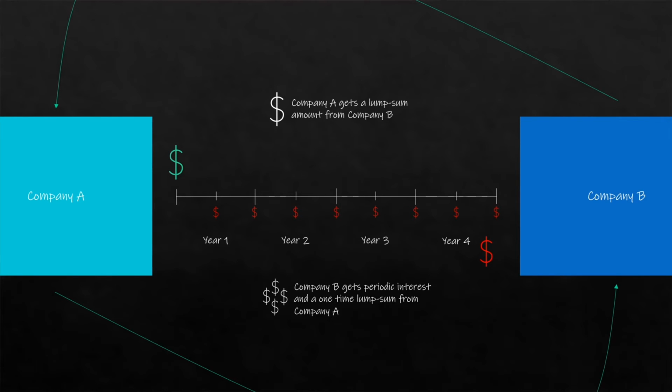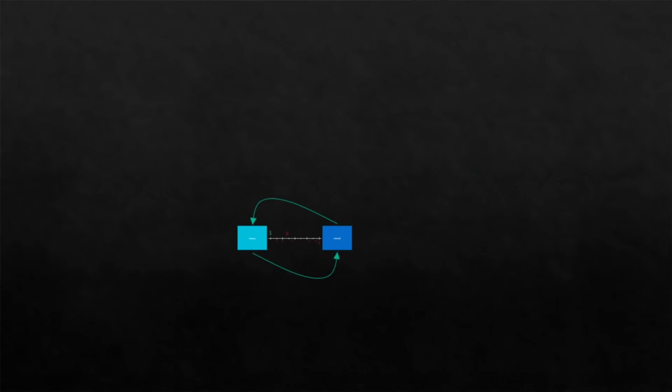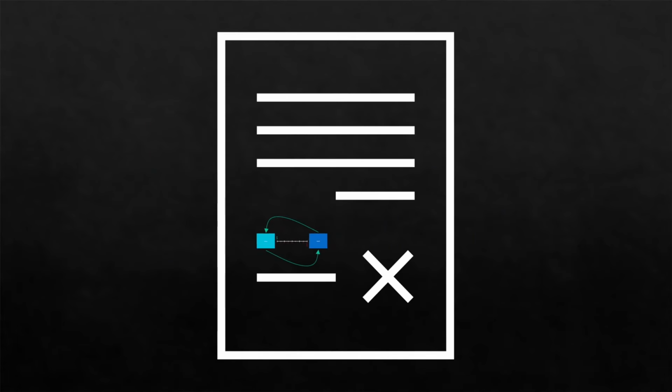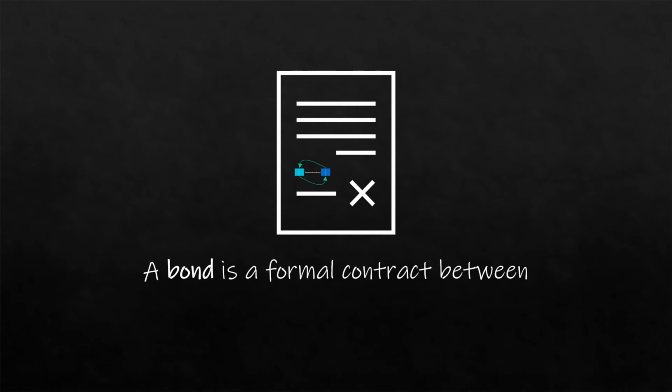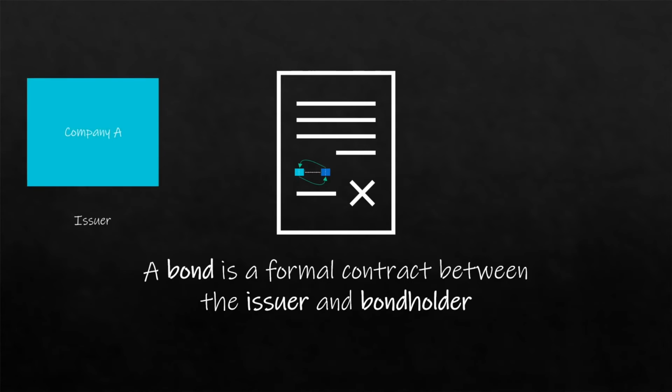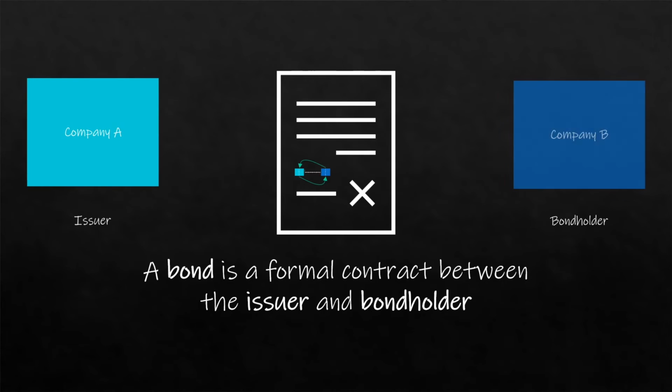Now all of the terms and conditions in this fact pattern get wrapped into a contract. And this contract is what we call a bond. A bond is a formal contract between the issuer and bondholder. In our example, Company A would be the issuer and the bondholder would be Company B. Now the terms in the bond contract are important to understand. Let's go through the main ones.